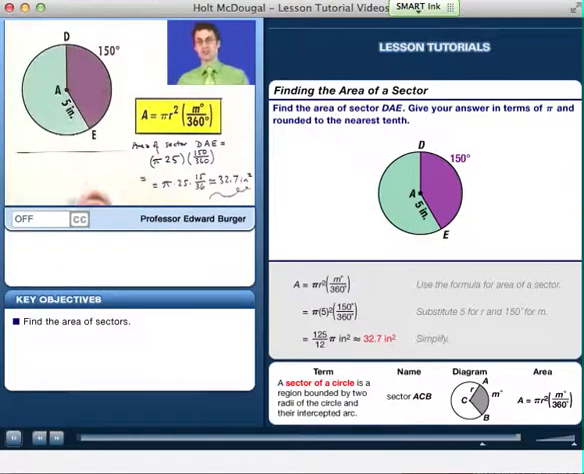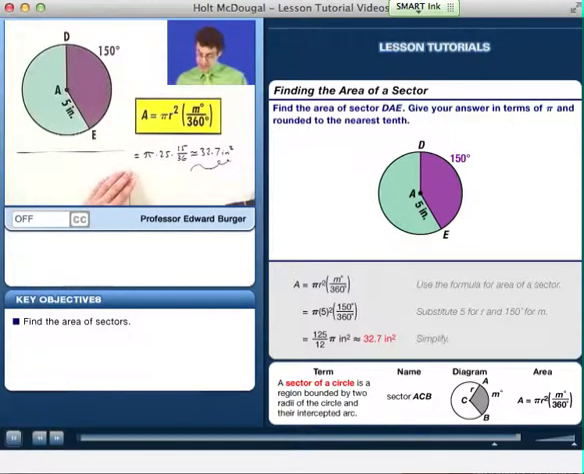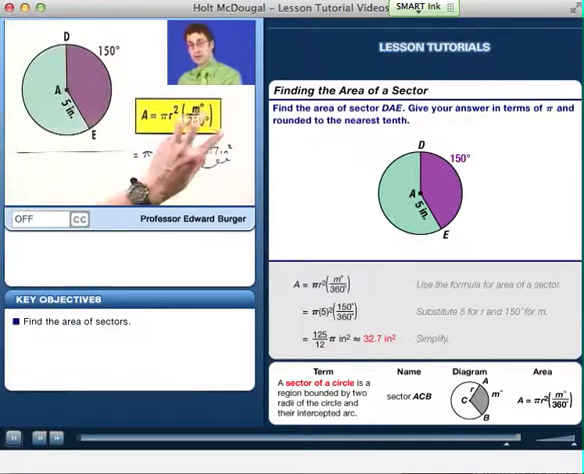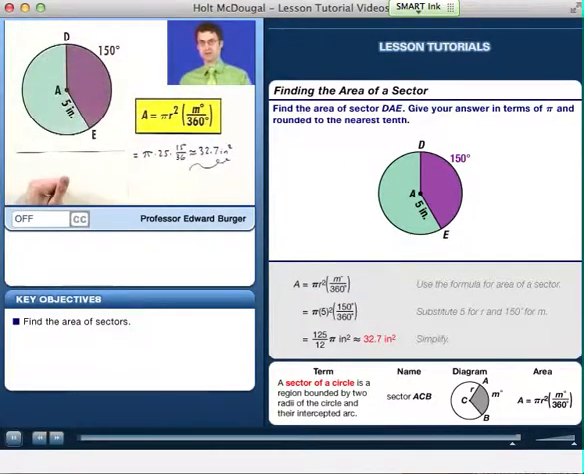Inches squared. So you can see how you can use this formula, which I think makes a lot of sense, in finding the area of sectors. It's literally the area of the circle multiplied by the appropriate fraction of the circle that you actually are. No big deal.